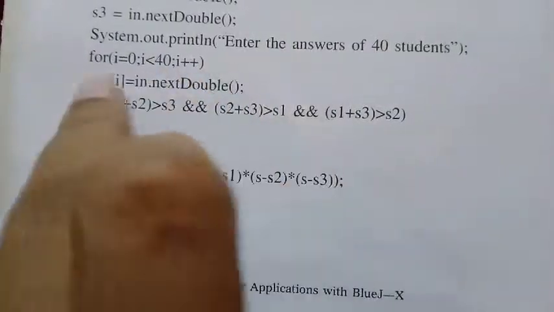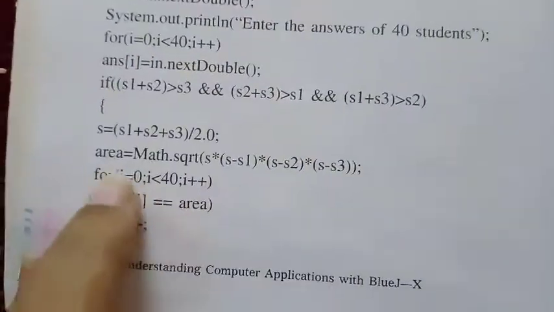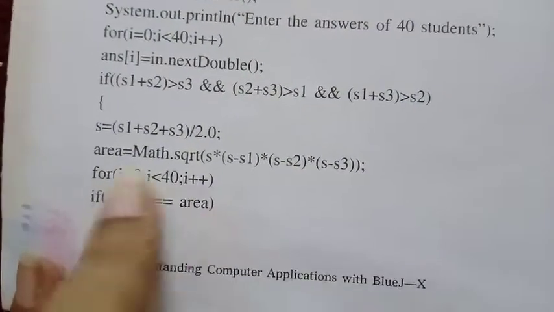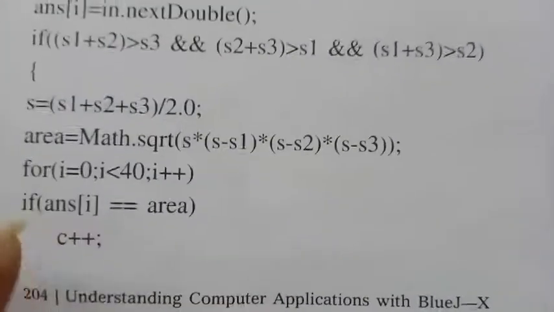Now after finding the area, the teacher is going to compare each student's answer. You have entered the answers of the 40 students, and she is going to compare them here. If answer of i is equal to area, then c plus plus. C plus plus means if the student's area is correct, she increments c. Initially it is 0; after c plus plus it becomes 1, so one student has given the correct answer.